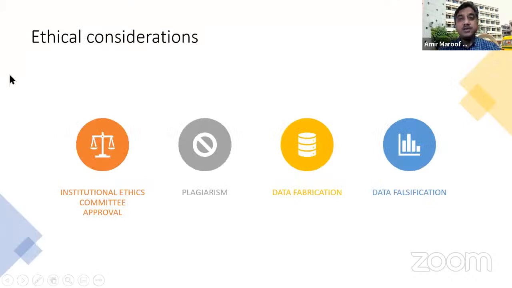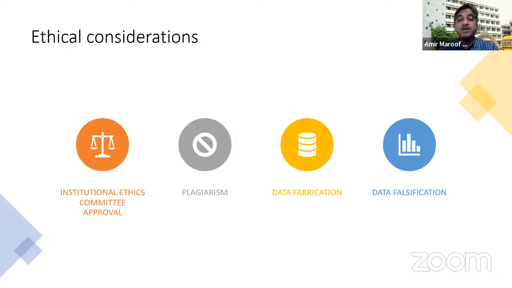So after this, lastly, ethical considerations are important. First is the institutional ethics committee approval must be there. Second is plagiarism is not to be done. That is, copy pasting is not to be done. Even if you give reference, even if you cite that other paper, you can't copy paste with giving references. You'll have to paraphrase. You'll have to write it in your own words. So plagiarism is not allowed.